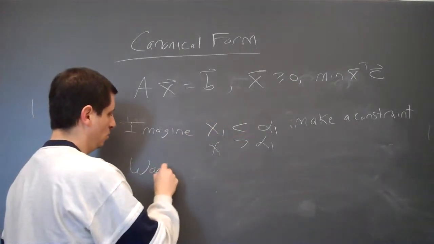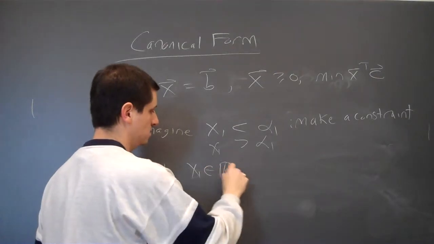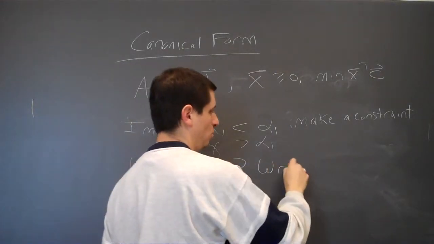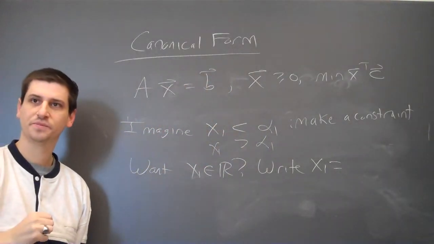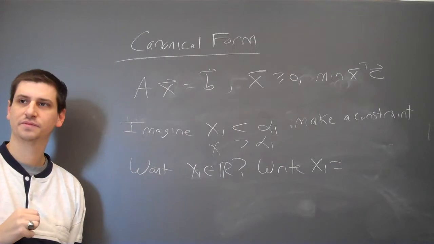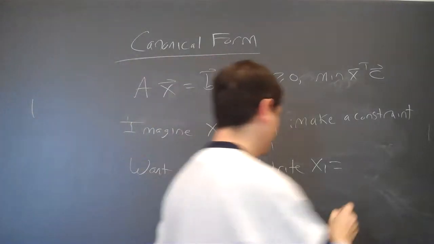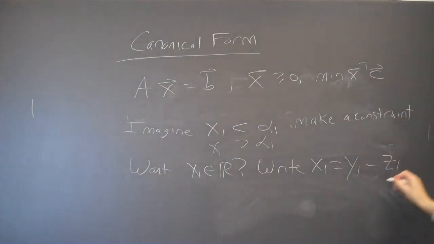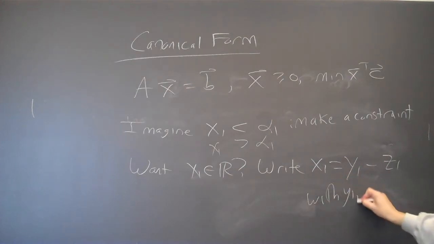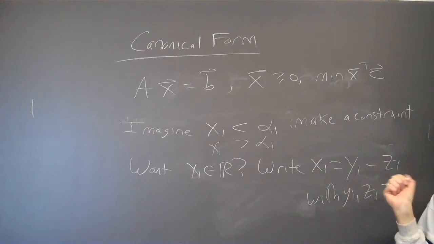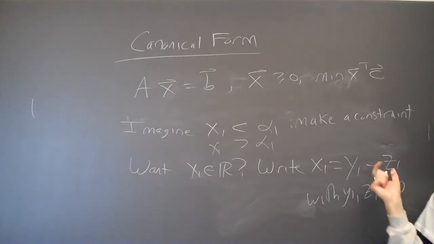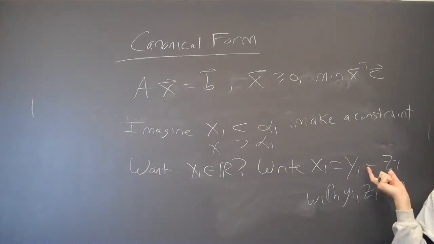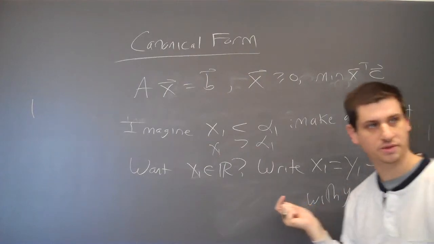So, want x1 in R. You write x1 equals what? Single term variables. Excellent. y1 minus z1 with y1, z1 greater than or equal to 0. So this is a beautiful trick. You give me any real number, I can write it as the difference of two real numbers. And I can assume these two real numbers are non-negative. Now I'm in excellent shape.